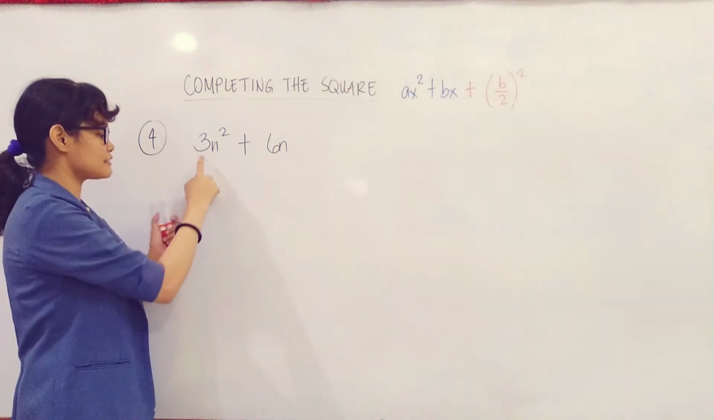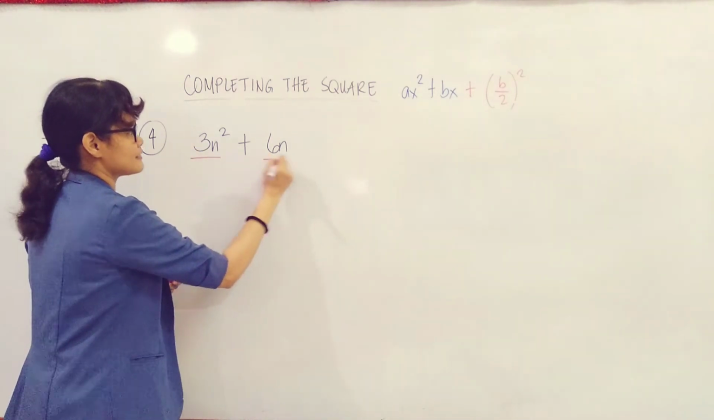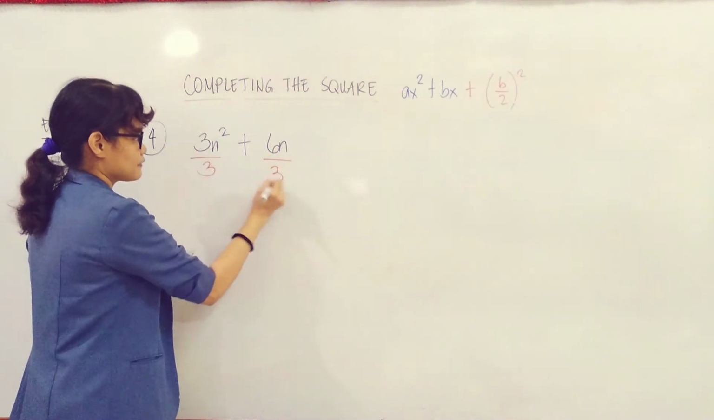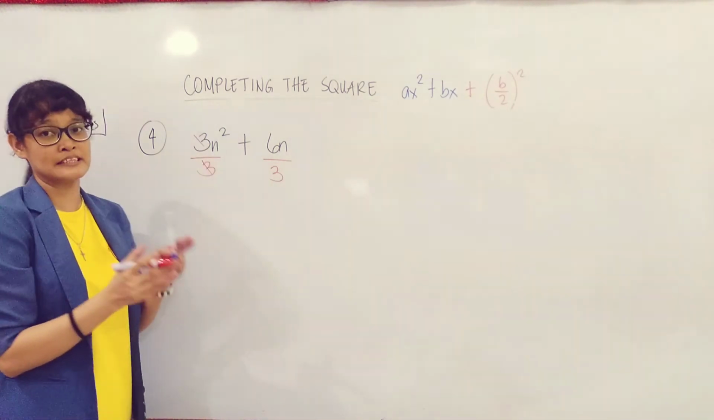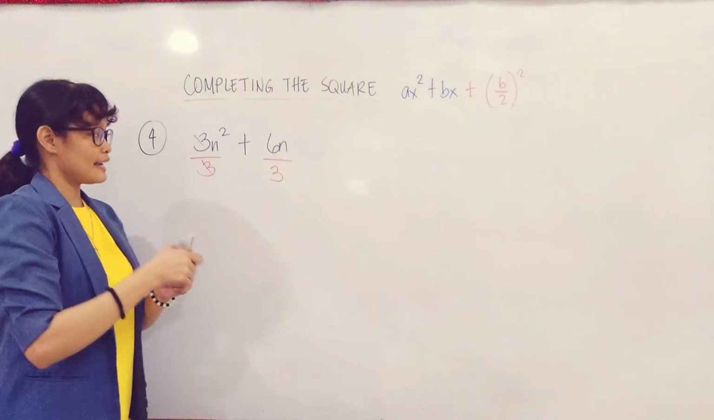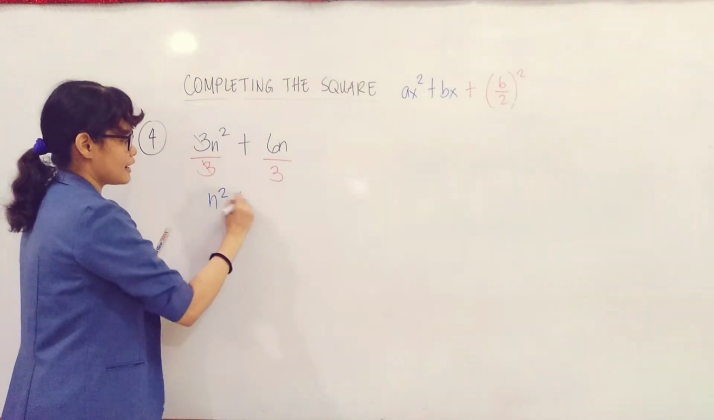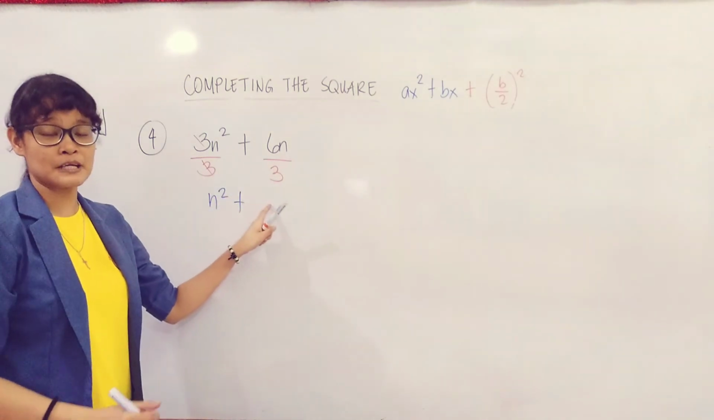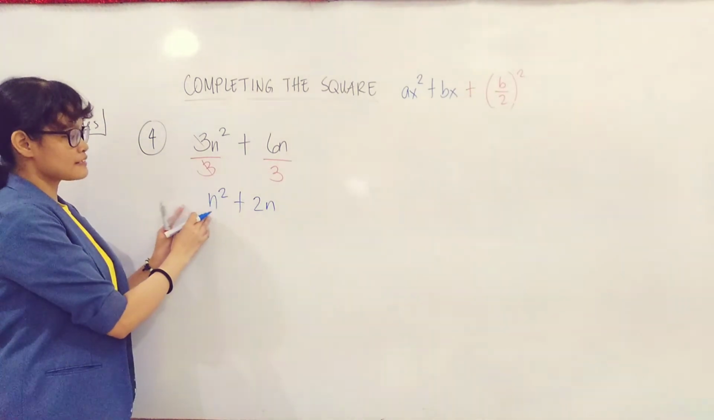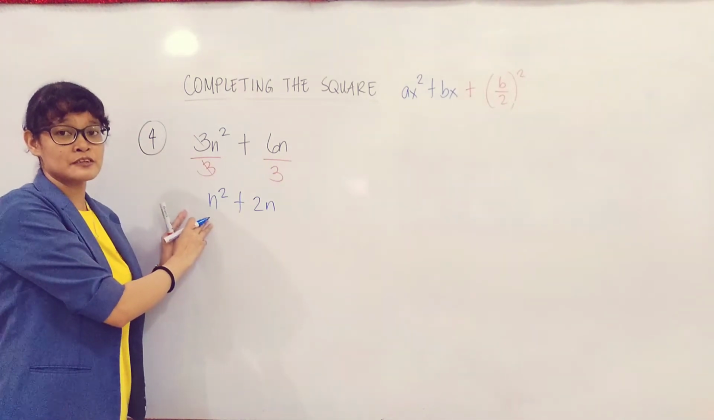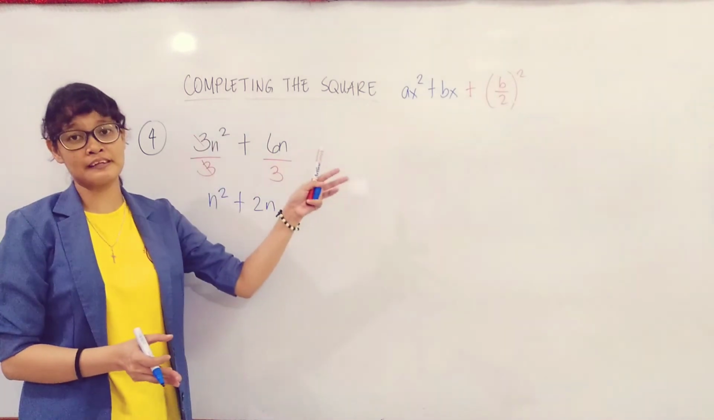So for this case, since it's 3, so we are going to divide both 3n squared and 6n by 3. Okay? So in that way, we can cancel this one out because 3 divided by 3 is already equal to 1. Okay? Pag na-cancel natin yan, that gives us n squared plus 6 divided by 3 is equal to 2. So you'll have 2n. Ayan. Kapag naging positive 1 na ang coefficient na inyong second degree term, that's the time that you can proceed sa first step ng completing the square method.